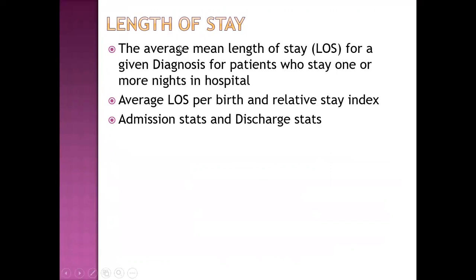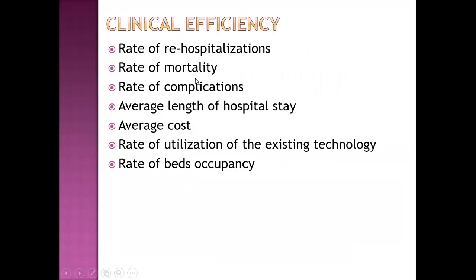Then length of stay is another efficiency indicator. The average mean length of stay for a given diagnosis, for patients to stay 1 or more nights in hospital. Average length of stay per birth or relative stay index. This is for neonates. Then admission statistics and discharge statistics. Then clinical efficiency includes rate of rehospitalization, rate of mortality, rate of complications, average length of hospital stay, average cost, rate of utilization of existing technology, rate of bed occupancy.